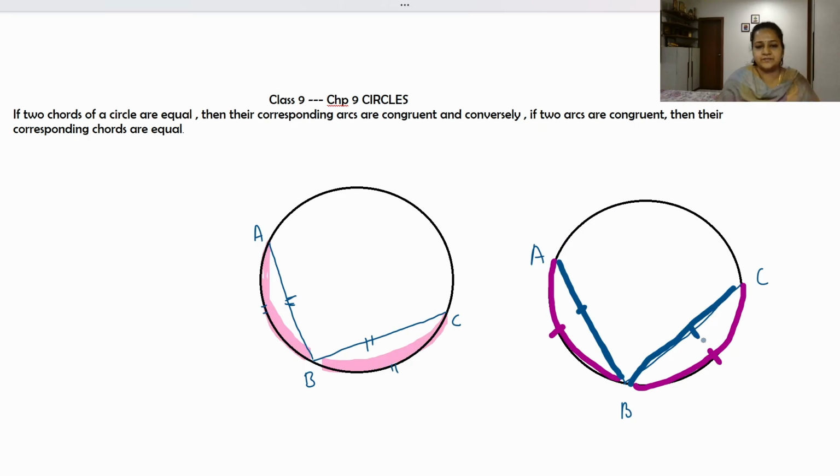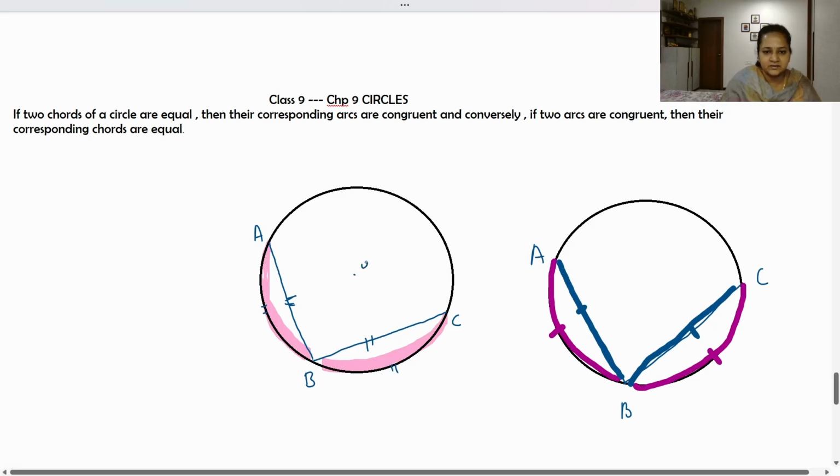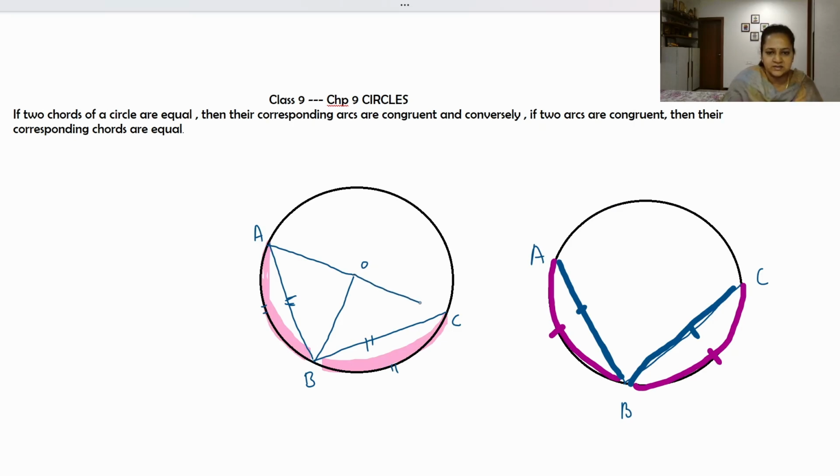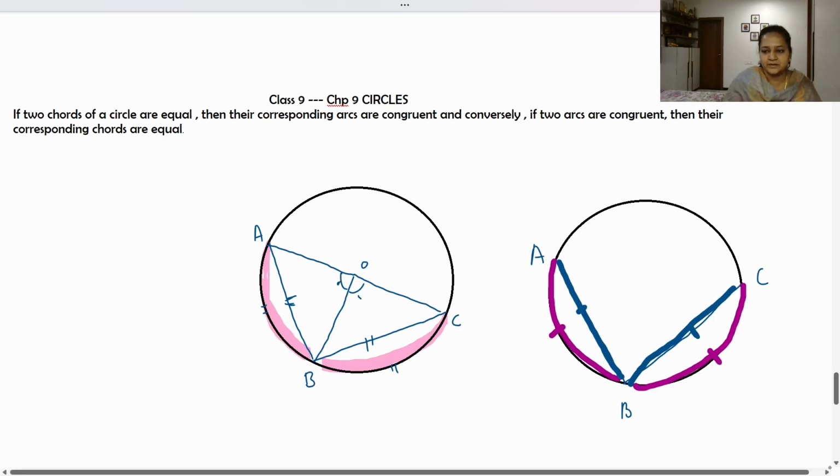Is this understood? And so can we say that the angles subtended by the chords and by the arcs are going to be equal? The angles subtended by congruent chords at the center are equal. We can also say that the angles subtended by the congruent arcs at the center are going to be equal. I hope it is understood.